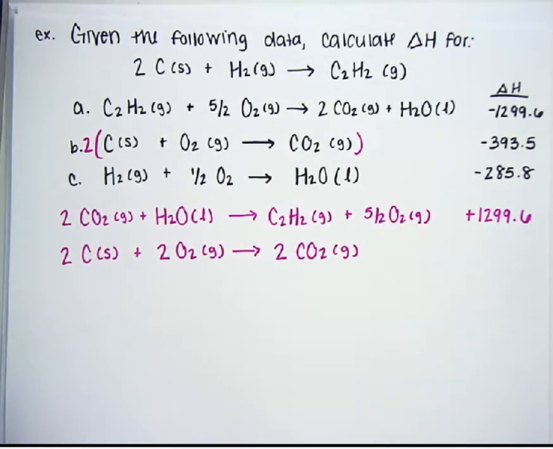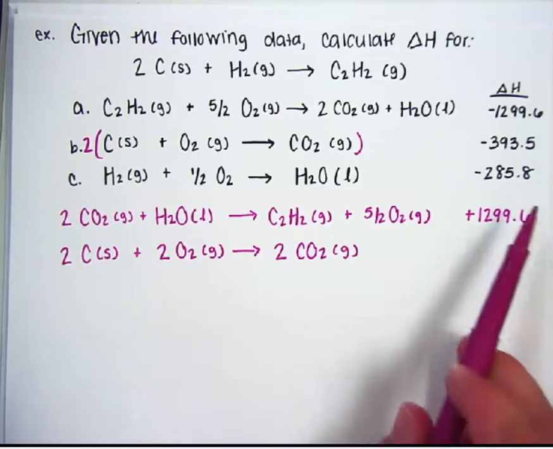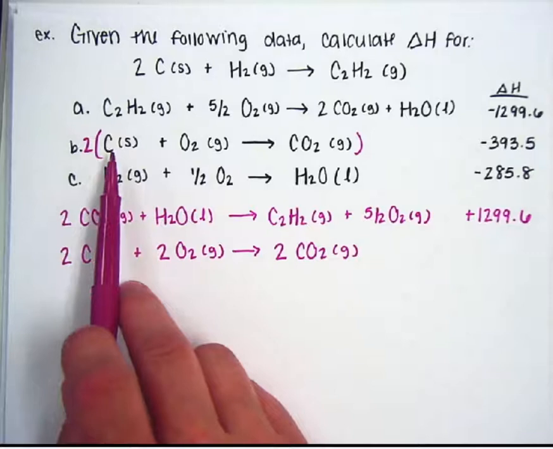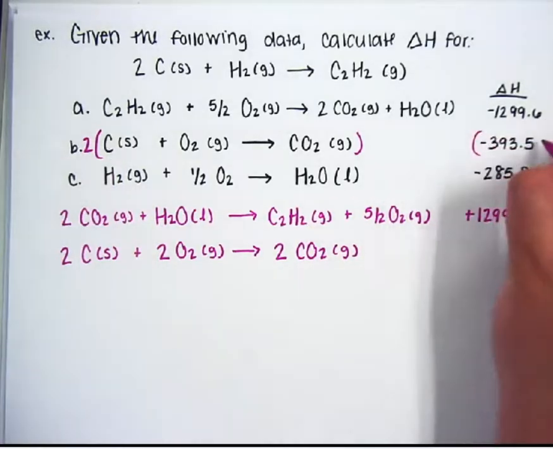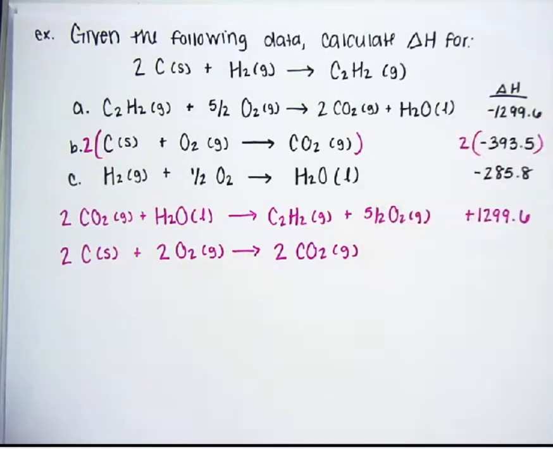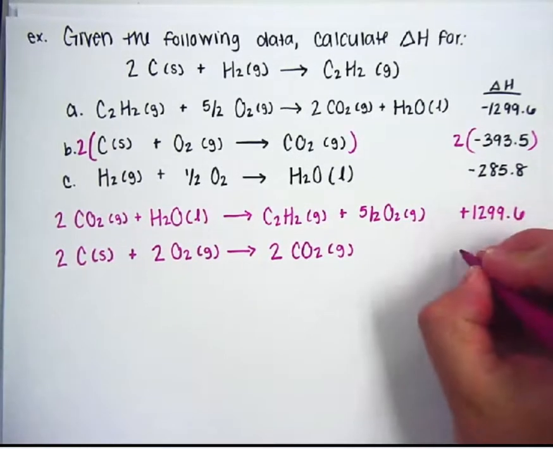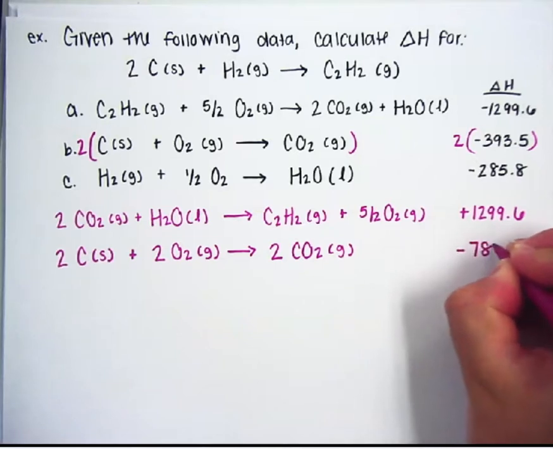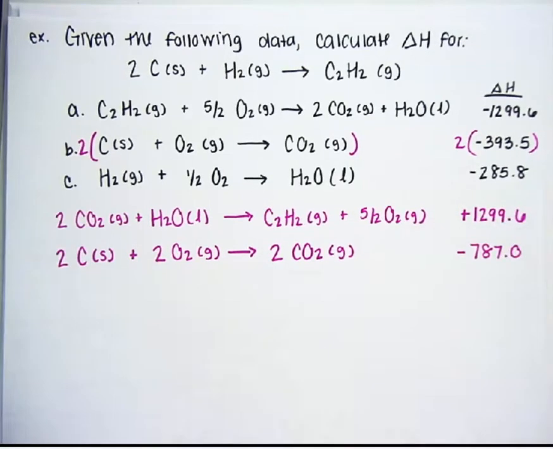Just like when we talked about heat of formation calculations, delta H is how much energy it takes to create 1 mole. Well, now I have twice as much. So let's multiply that delta H value by 2. When we do that, we would get a negative 787.0 kilojoules.